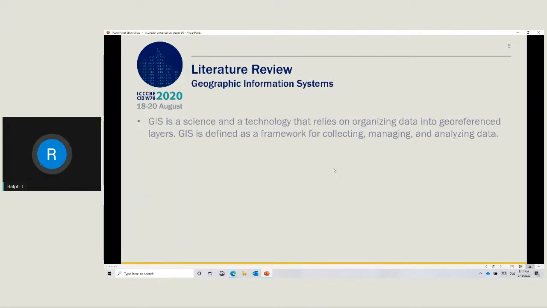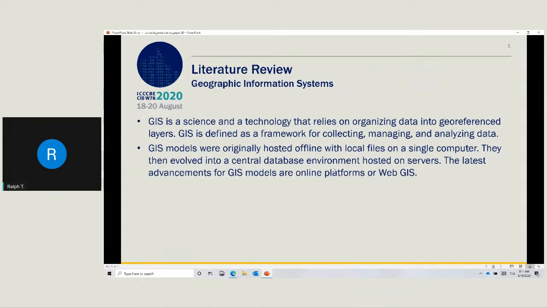So just a quick introduction on geographic information systems. GIS is a science and technology that relies on organizing data into georeferenced layers. It can basically be used for collecting, managing, and analyzing data. Traditionally, all this data was hosted offline on local files, then evolved into central databases hosted on servers, and then recently we've been seeing GIS models on online platforms, or web GIS.